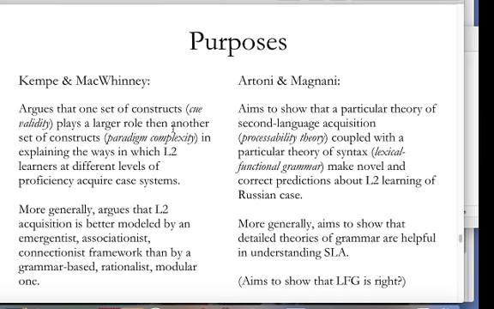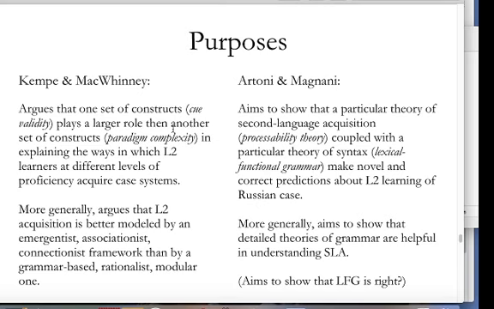More generally, they're going to argue that this kind of second language acquisition is better modeled by a particular kind of computational framework, which is emergentist, associationist, and connectionist, than it is by a more grammar-based, rationalist, modular framework. So each of these specific terms has a host of things that go along with them. But even without understanding what any of the specific terminology is about here, you can see they're testing two different theories of how foreign language learners will get case in a foreign language. The two theories rely on different constructs, and they're going to argue that one of them does better than the other.